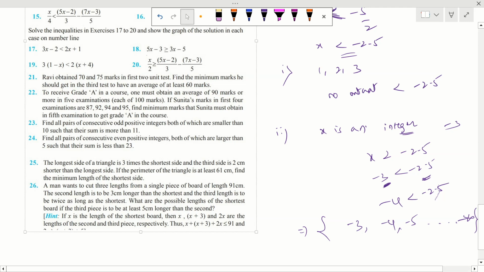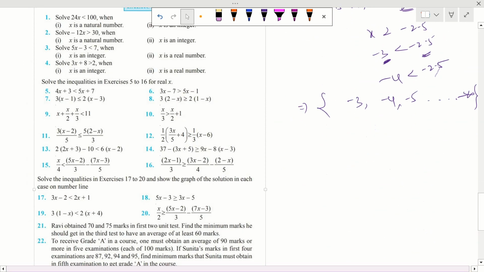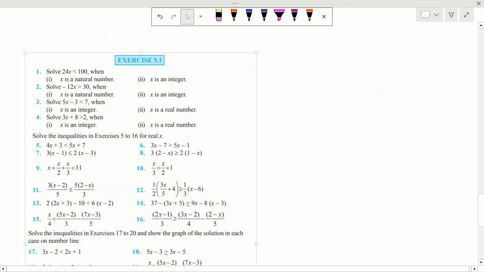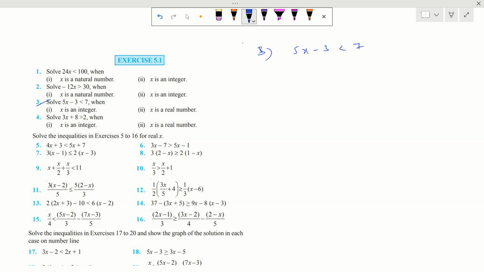Now come to the third one. The third one is given as 5x minus 3 less than 7. We need to find the solution for two cases, x is an integer and x is a real number. Taking the 3 to the other side, 5x is less than 7 plus 3, which is 10. Taking 5 to the other side, x is less than 10 by 5, and 5 twos are 10, so x is less than 2.